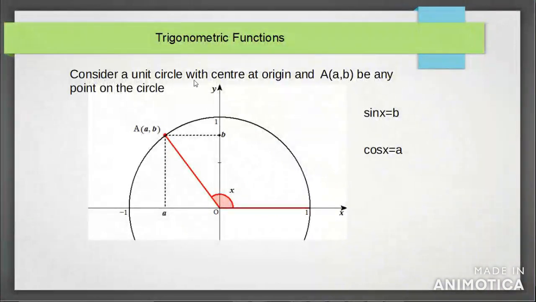Consider a unit circle with the center at the origin, and A, B be any point on the circle. Just take a unit circle with center at the origin; you have to consider the coordinate axes as the reference axes, and the origin should be the center of the circle.